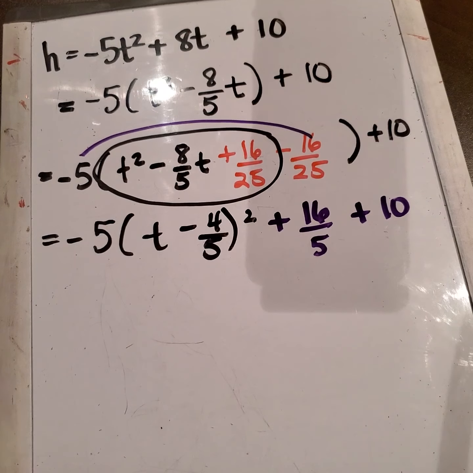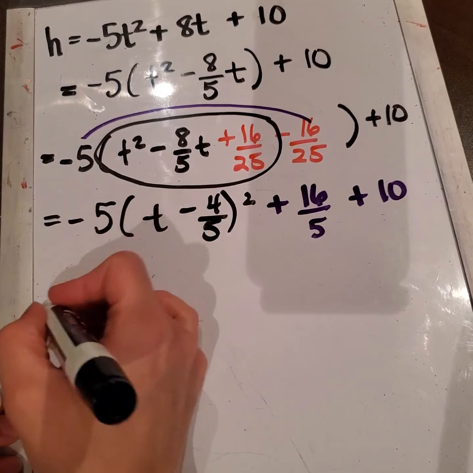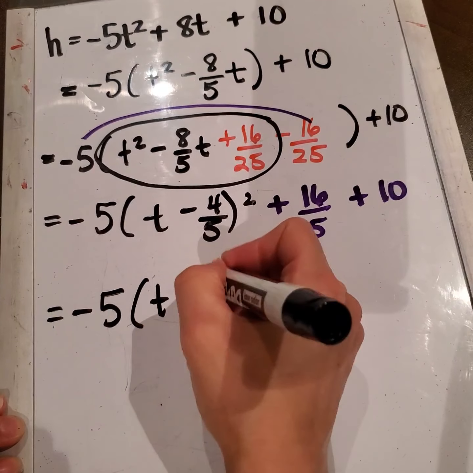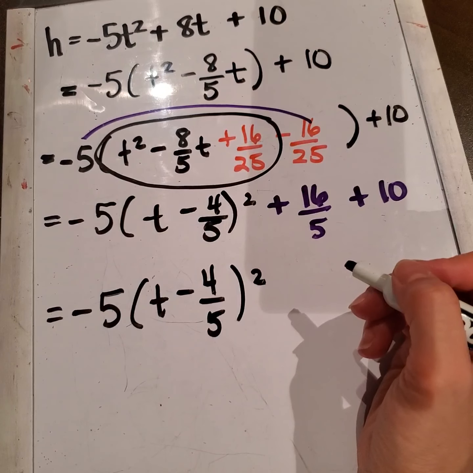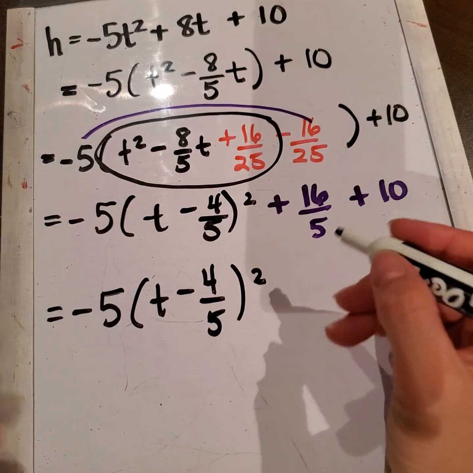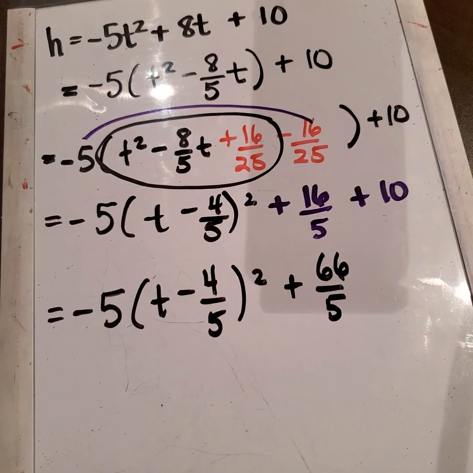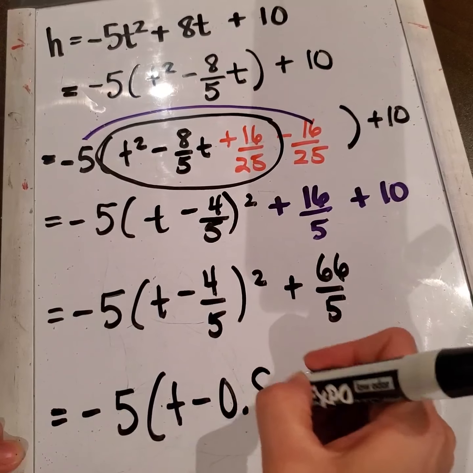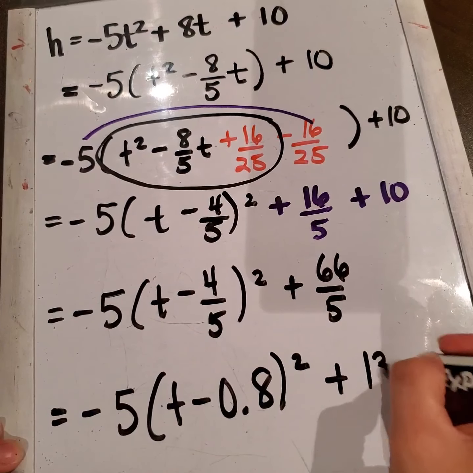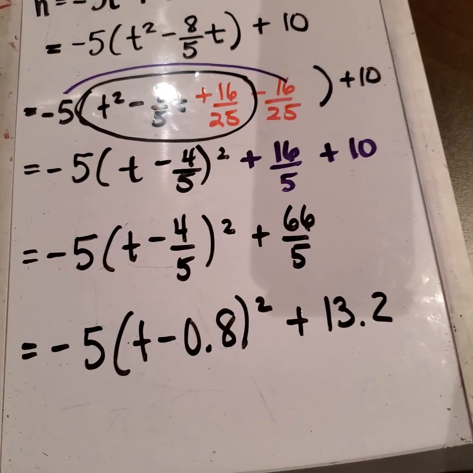And then we're at the last step in this entire process where we collect like terms. So I get negative 5 t minus 4 over 5 squared. And I'm going to use my handy dandy fraction button. And I get 66 over 5. Okay, if it makes you feel better, we can go ahead and convert these to decimals now. So we get minus 5 t minus 0.8 squared plus 13.2. And I love completing the square because I am staring at the good stuff now.